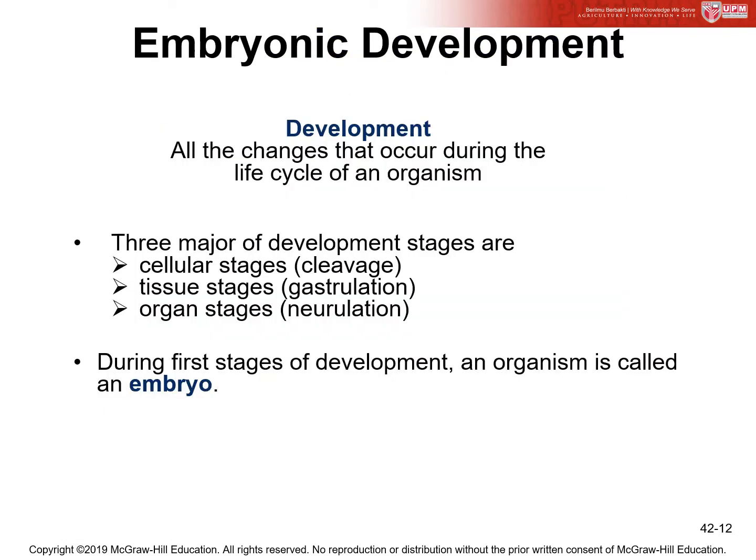Development can be defined as all the changes that occur during the life cycle of an organism. But for embryonic development, we are focusing on only three major developments. The first one is the cellular stage, also known as cleavage. The second one is the tissue stage, also known as gastrulation. The third one is the organ stage, also known as neurulation.